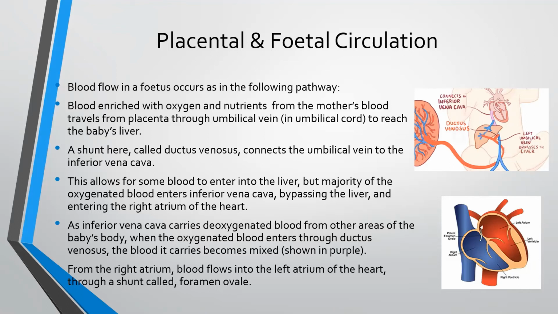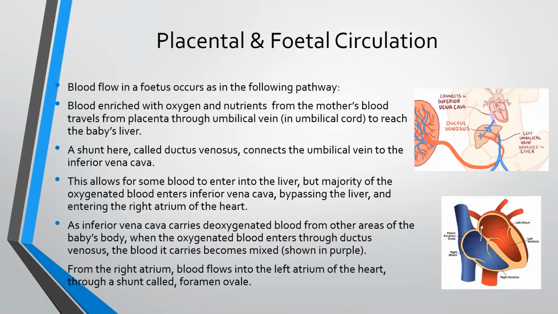As the lungs are not mature, and there cannot be any gas exchange here, oxygenation of fetal blood occurs in the placenta from the mother's blood. So this blood that is enriched with oxygen and nutrients from the mother's blood travels from the placenta through the umbilical vein in the umbilical cord to reach the baby's liver. A shunt here, which is called the ductus venosus, connects the umbilical vein to the inferior vena cava.